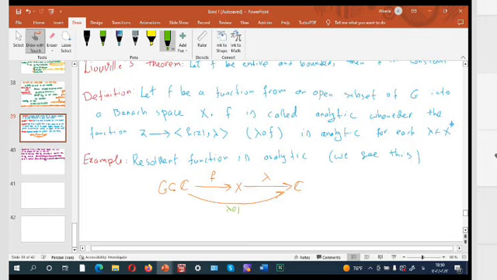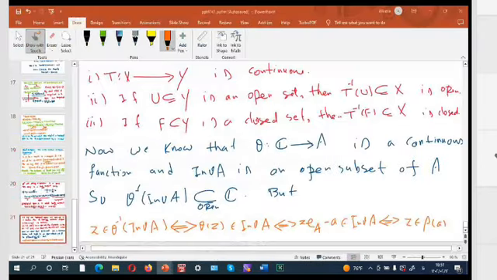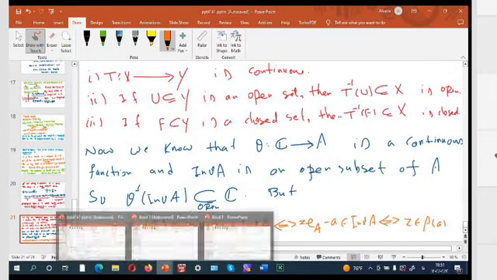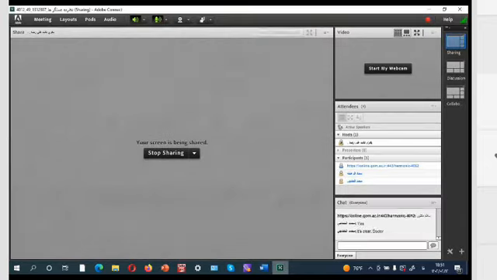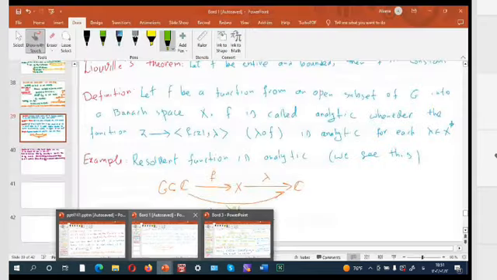And this analytic is the ordinary definition of analytic function. In this proposition, we see that the resultant function is an analytic function. Before proving this proposition, I recall some definitions that you see this, okay? Dear students, now we can begin this proposition.